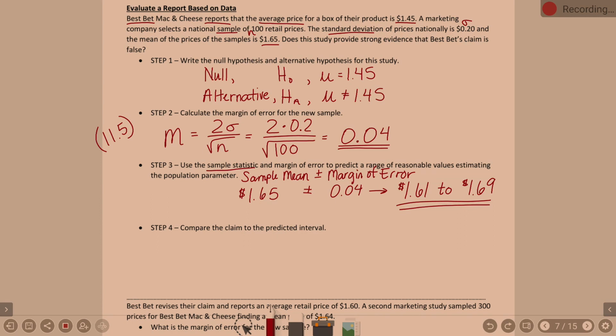With that in mind, part 4 here. Compare the claim to the predicted interval. What was their claim? $1.45 is the average price. What's the predicted interval? $1.61 to $1.69. Okay, 1.61 to 1.69. What about their claim then? Their claim is not supported here, is it? No. That claim of $1.45 falls outside the range of reasonable values. And so, for that point, we have to reject their claim. We have to reject the null hypothesis.